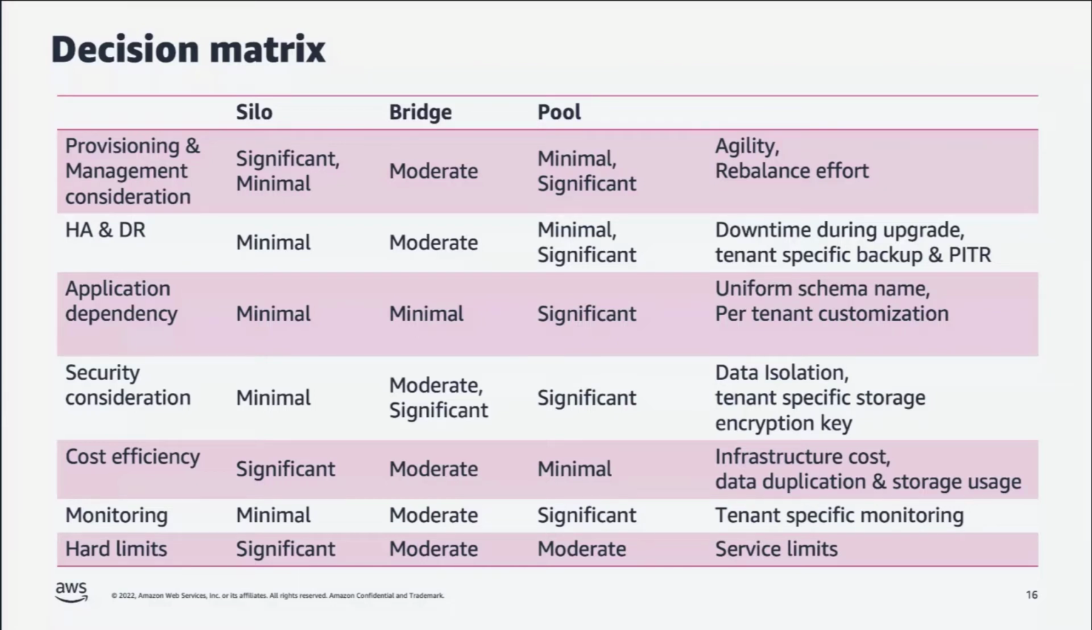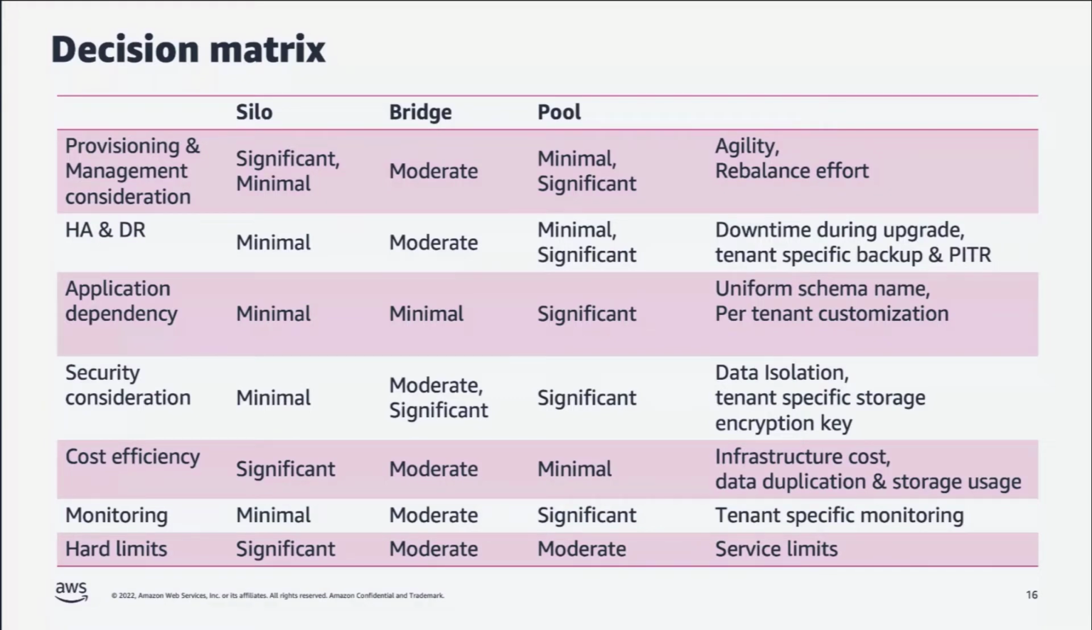And database maintenance operations such as vacuum in PostgreSQL could be simpler in silo, moderate in bridge, and when it comes to the pool model, the tables might be large based on the number of tenants, possibly requiring additional vacuum related tuning efforts. And with respect to change deployment impact, the blast radius could be significant in pool model versus minimal in silo and bridge.